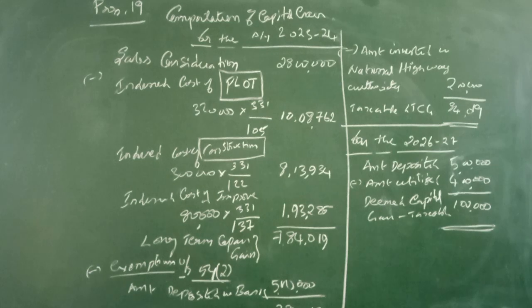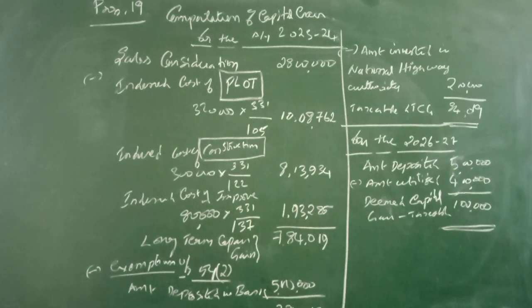Then after deducting this from the sales consideration, we have to take the indexed cost of construction. That was done in the year 2006-07, and the index point is 122. So 3 lakh into present index point 331 divided by 122. That comes to 8 lakhs 13,000 something. And then the cost of improvements made for this plot comes to 80,000.